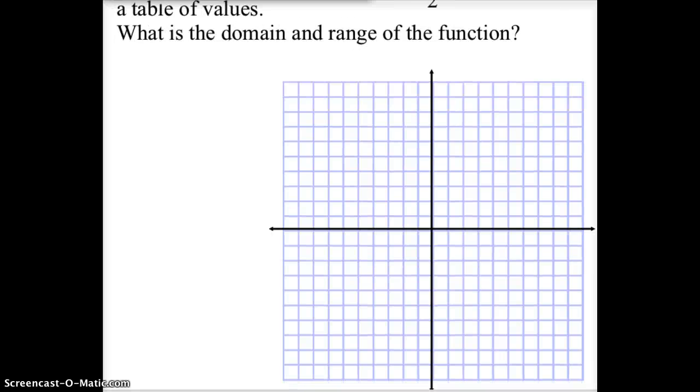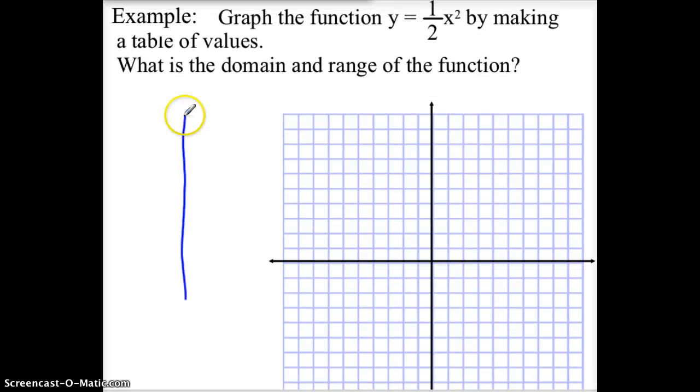All right, so first of all, we're going to make a table of values. In our table of values, we would like to have the vertex, which I told you is at 0 today because of the lack of that b term. So we're going to put in 0, 1/2 of 0 squared is 0.